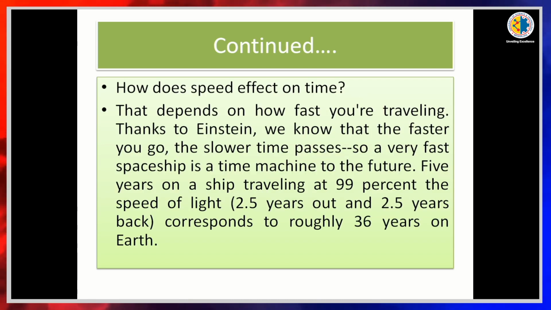How does speed affect time? That depends on how fast you are travelling. Thanks to Einstein, we know that the faster you go, the slower time passes. So, a very fast spaceship is a time machine to the future. 5 years on a ship travelling at 99% the speed of light, 2.5 years out and 2.5 years back, corresponds to roughly 36 years on Earth. So, it is one example. When we calculate the acceleration, or in case of gravity, we will discuss it later in detail.